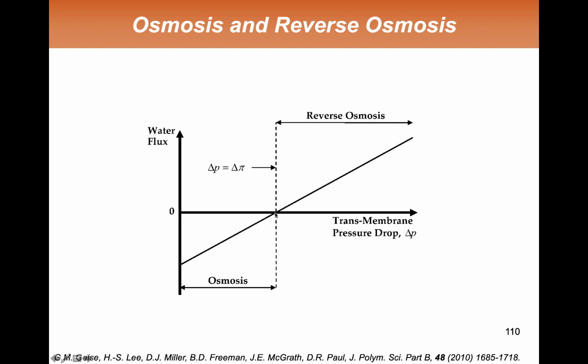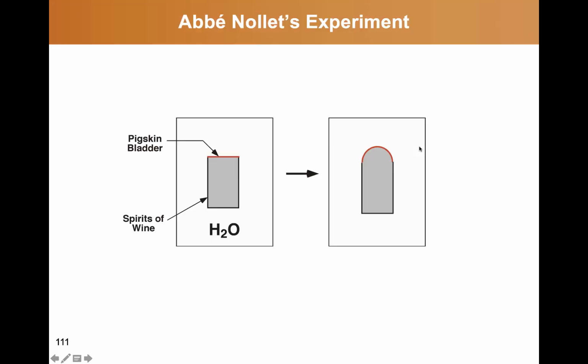And when that hydrostatic pressure difference is exactly equal to the osmotic pressure difference, then the water flux across the membrane is zero. And if you apply an even higher pressure difference across the membrane, then you enter the regime of reverse osmosis, which, as the name implies, is opposite of osmosis, where now the water is being transported against its concentration gradient from the saltwater to the freshwater side. And the more hydrostatic pressure difference you apply, the greater is the water flux.